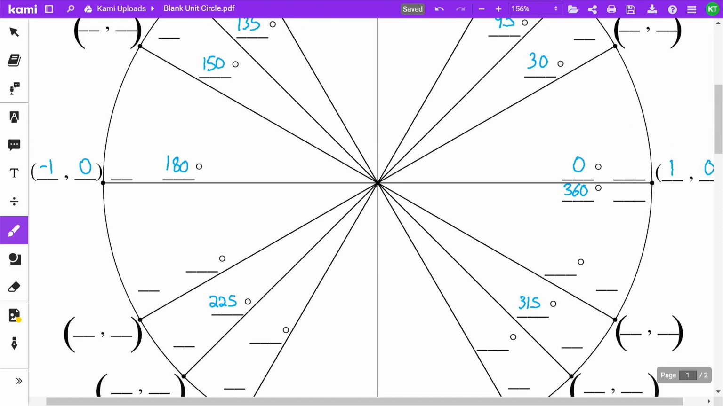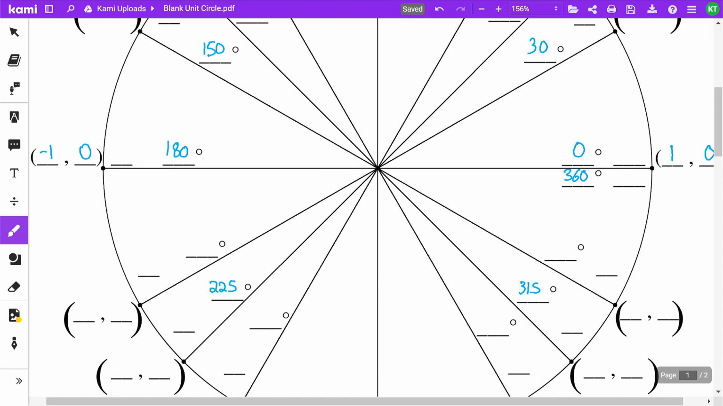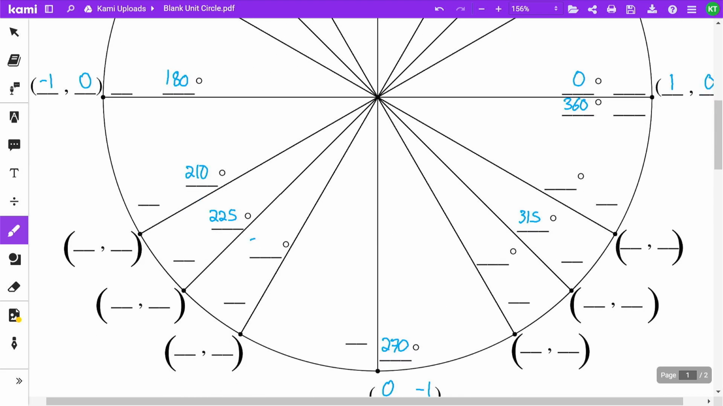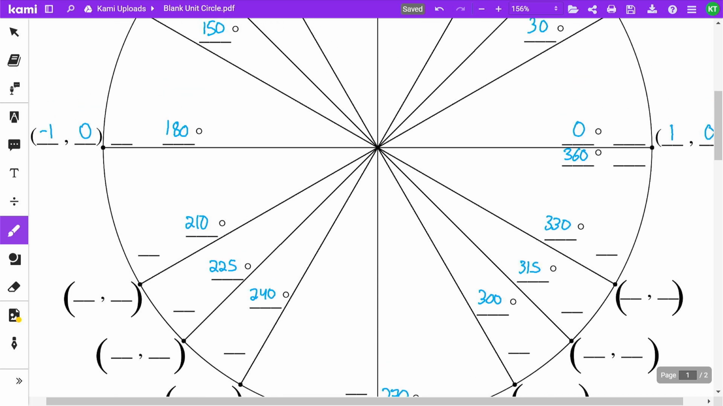Let's go back up here and now do my 30-degree increments. So 150, 180, 210, 240. Again, we have our 270, 300, 330, and then 360. So our degrees now are all filled out. So now let's go ahead and do our radians.